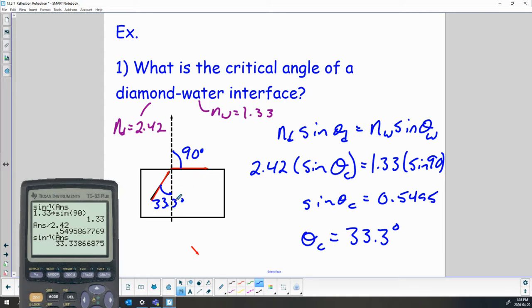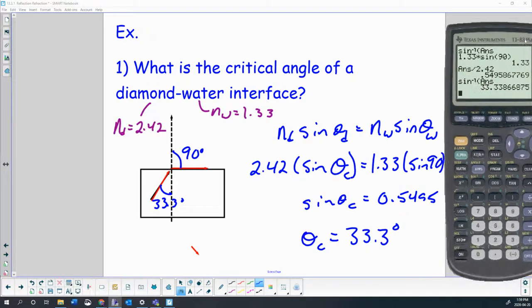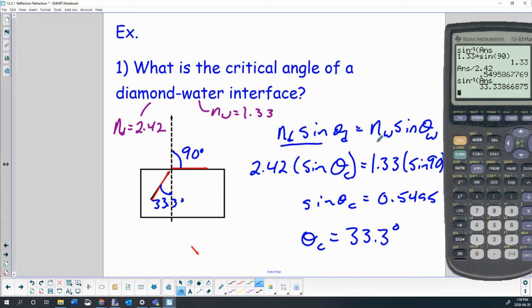Well, at 33.3, we get refraction at 90 degrees. Less than 33.3, we get refraction, no problem. Greater than 33.3, we get total internal reflection. So the math is not any different. We still use Snell's law to solve for critical angle questions. What is different is this understanding that the critical angle is that angle that produces a refracted angle of 90 degrees.